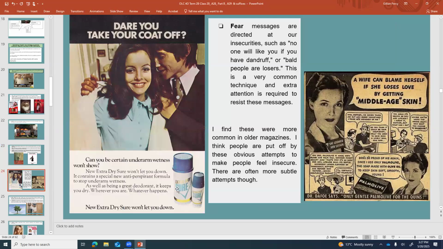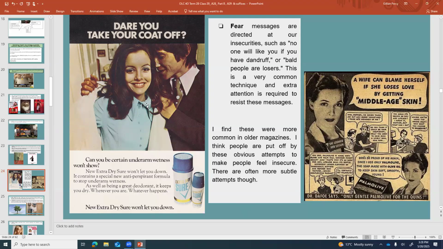Okay. So then we've got fear messages. Fear messages are directed at our insecurities, the things that we privately worry about, like no one's going to like you if you've got bad dandruff, or if you smell bad, or bald people are losers. This is a really common technique, and extra attention is required to resist these messages. Now, I find these were far more common in the old days. I had a hard time finding more modern versions of this. They were brutal in the old-time magazines, especially towards women. Man, they were just nasty.